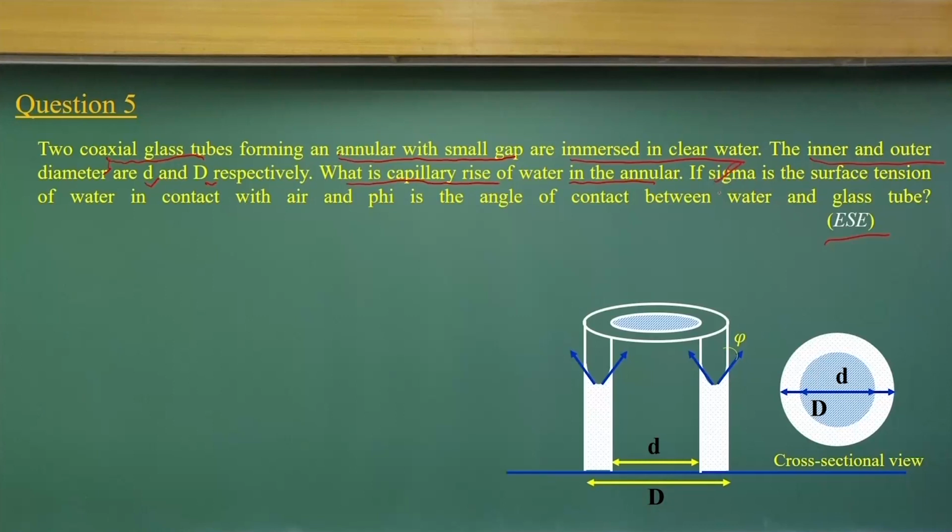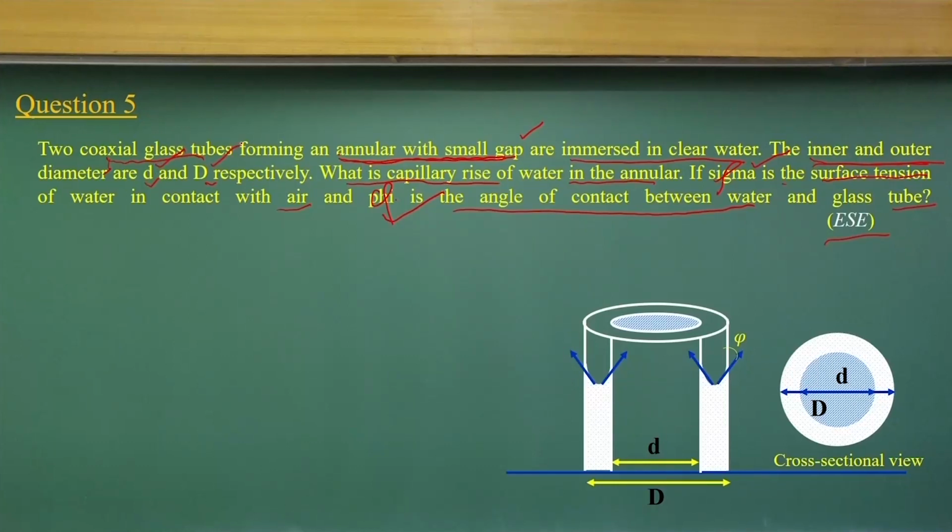If sigma is the surface tension of the water in contact with air and phi is the angle of contact between the water and the glass tubes. So, these are simple derivations to find a relationship between capillary rise, surface tension and the angle of contact for an annulus having inner and outer diameters of small d and capital D.